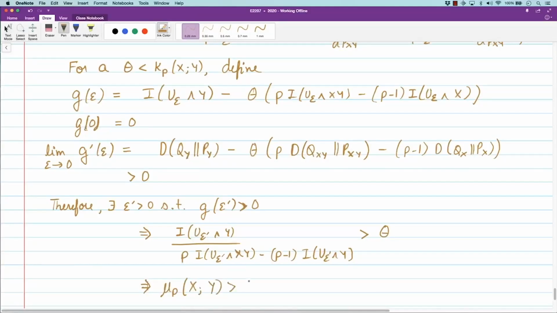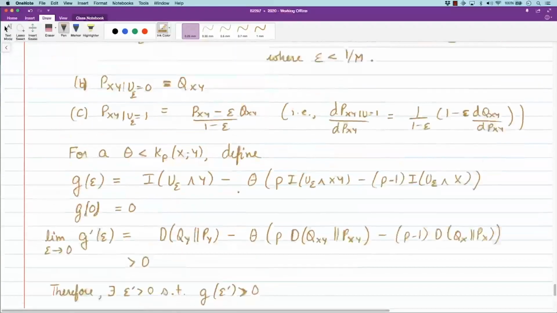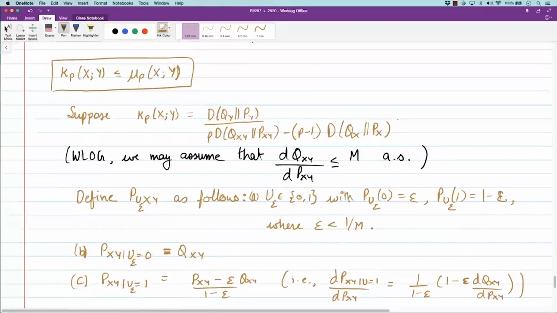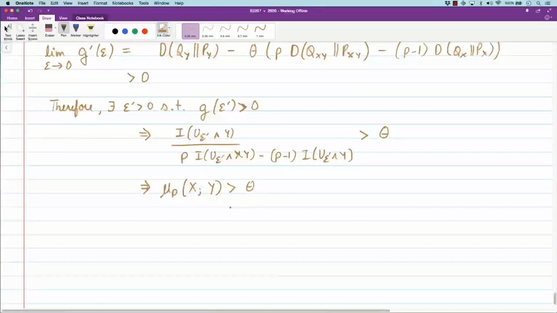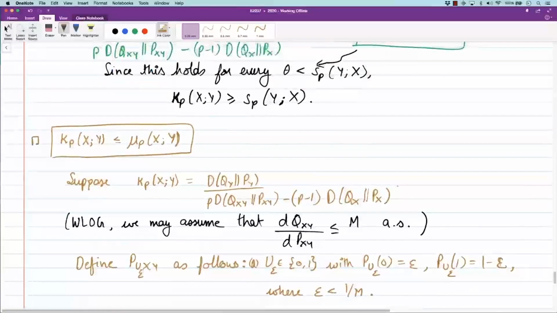Which in turn implies that mu pxy is greater than theta. Now, as before, we have shown that for any theta that's less than kappa pxy, mu pxy must exceed theta. Thus, mu pxy must exceed kappa pxy. So this completes the second part.